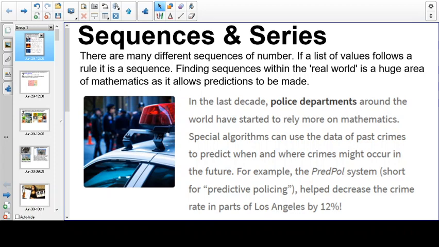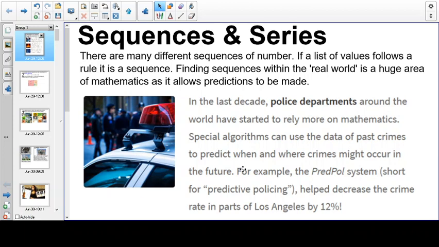So what are sequences? Well, a sequence is a list of values that follow a particular rule, and you've been doing sequences for years now, since primary school probably. Very interesting branch of mathematics. Lots of real-world examples of uses of sequences and sequences that you see around you. Here's just a few, just to show you how it applies in the real world.